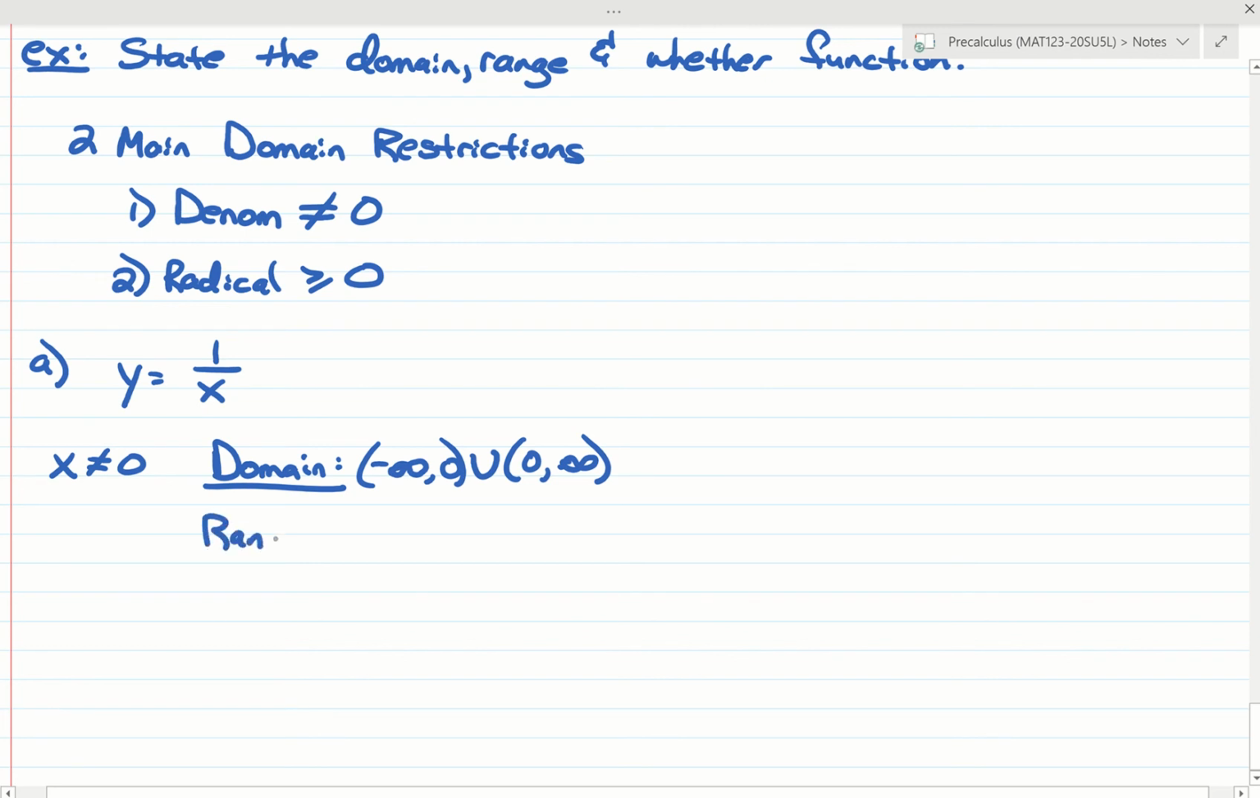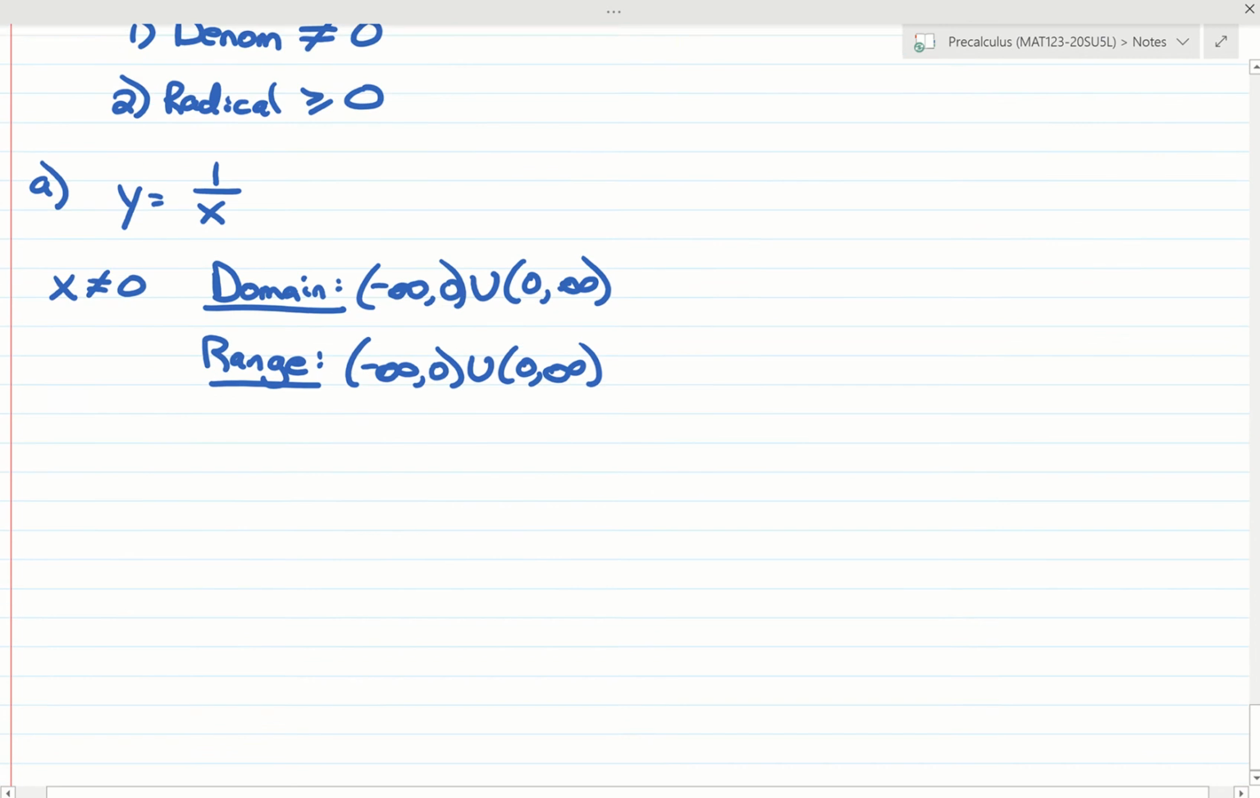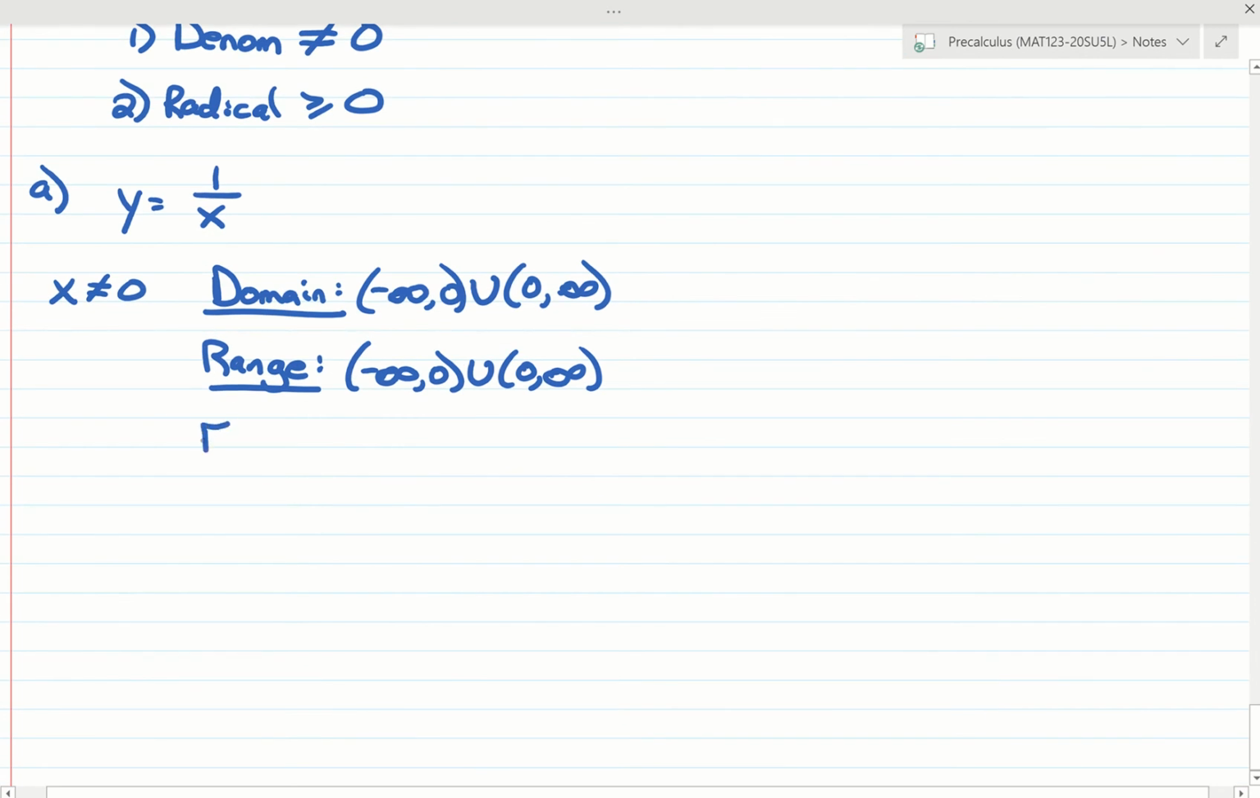As far as what the range would be, the range for these are going to get a little bit tricky. We're going to dive more into this when we talk about graphing rational functions. But the range for this would be from negative infinity to 0 also, and then from 0 to infinity. We actually have asymptotes with this graph, and this would be a function. If you pick any x value, you're only going to get one y value.